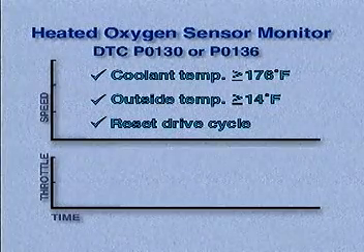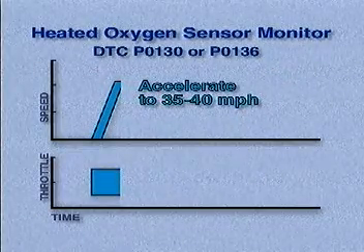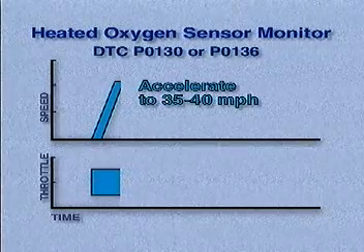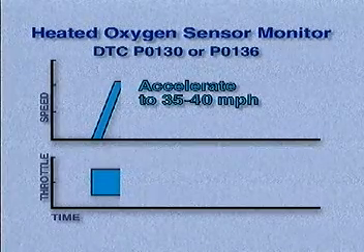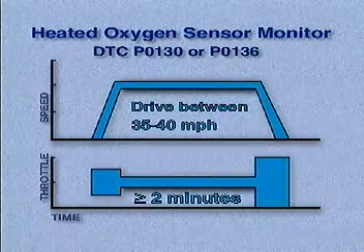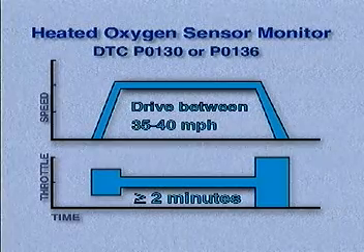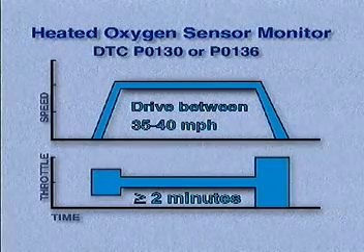Then restart the engine and accelerate to 35 to 40 miles per hour. Use D range for cars equipped with an automatic transaxle or shift through to 4th gear with a manual transaxle. Drive between 35 and 40 miles per hour at a constant speed by not moving the accelerator pedal as much as possible for 2 minutes or more.